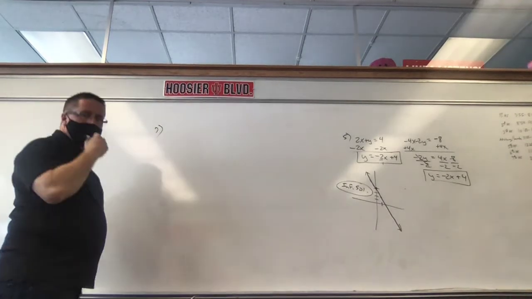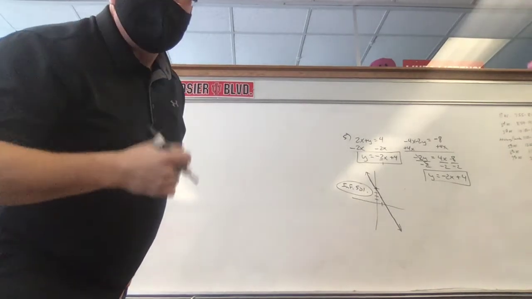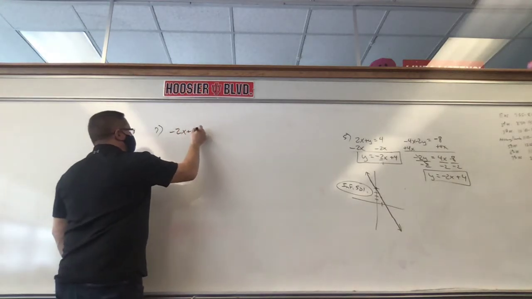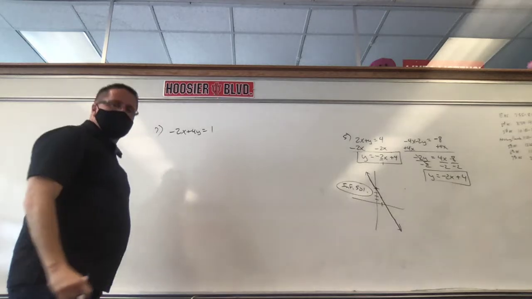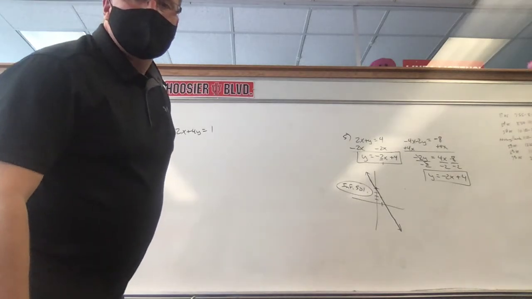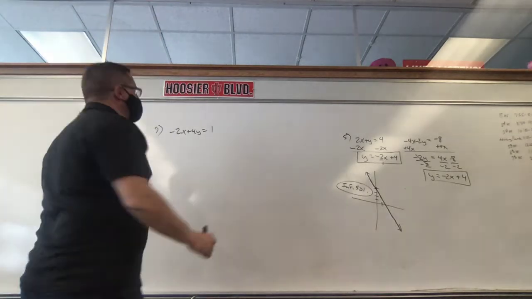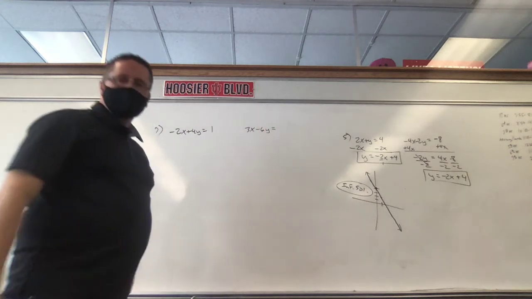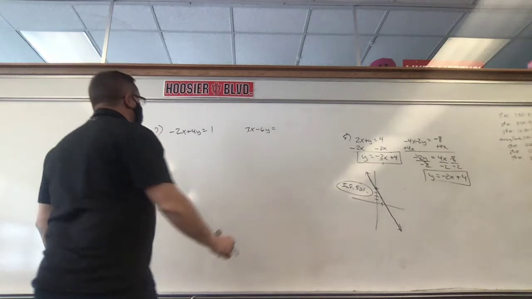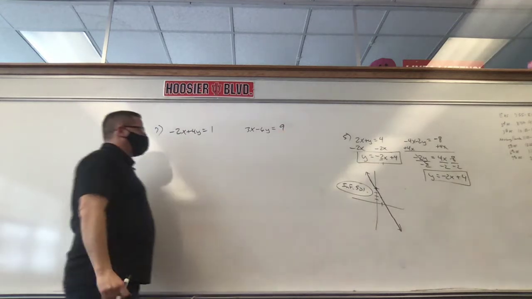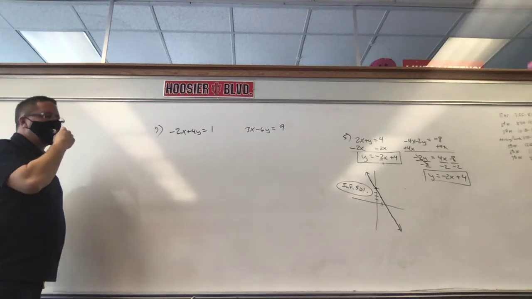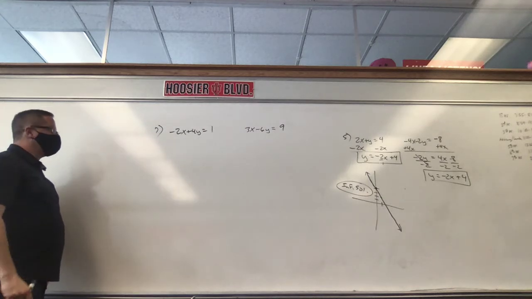Number 7. Okay, two more that we're graphing. Negative 2x plus 4y is 1. Negative 2x plus 4y. And then off to the side, we're going to write 3x minus 6y equals 9. I'm writing these side by side instead of on top of each other because we need to do some algebra first on both of these.